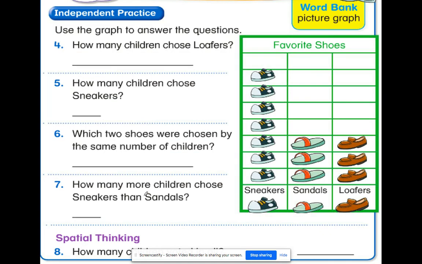Let's do a couple more examples. We're going to use the graph. Now, this graph is up and down rather than side to side, and that's okay. We're going to read it the same exact way. Doesn't change. So let's take a look at the graph, make sure we understand.